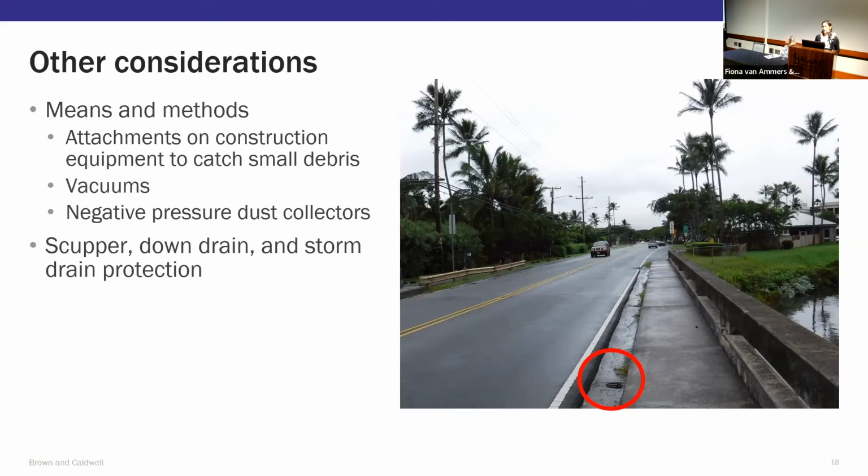And don't forget about your on-land BMPs. Most bridges have scuppers and down drains, which are basically openings to allow rainwater to flow down to the stream, or storm drains on either side of the bridge in order to allow water to flow through. These need to be protected with BMPs as well.